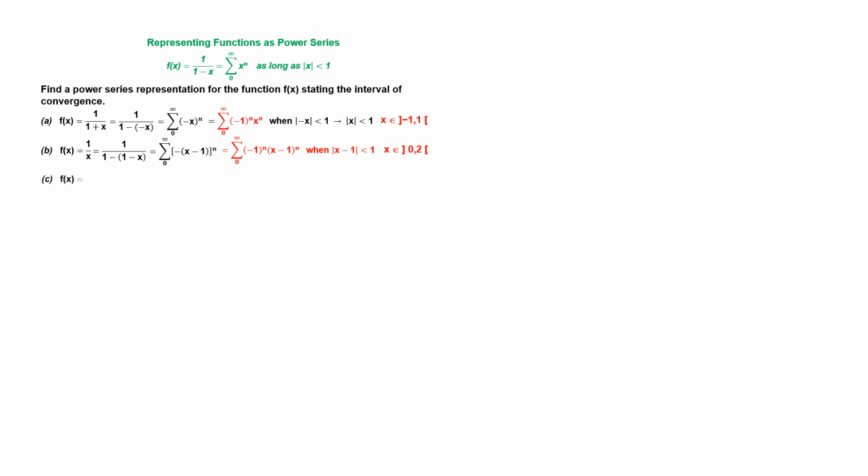To solve item C, basically, we do the same. We rewrite f of x to fit the form of an infinite geometric series. We can do this by replacing x with 3 times x. So we obtain a power series representation for the function f of x as long as the absolute value of 3 times x is less than 1. The domain or interval of convergence is given by solving this inequality.